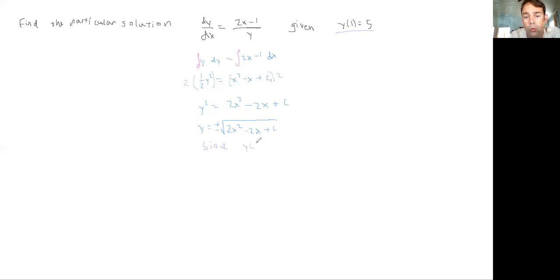So since y of 1 equals 5, which is greater than 0, then y of 1 is greater than 0. That gives me permission, since y of 1 has to be greater than 0, that means I'm using the positive square root here. I'm not dealing with the negative, I'm going to be dealing with the positive square root. So we have to give ourselves permission to know which square root we're going to be dealing with.